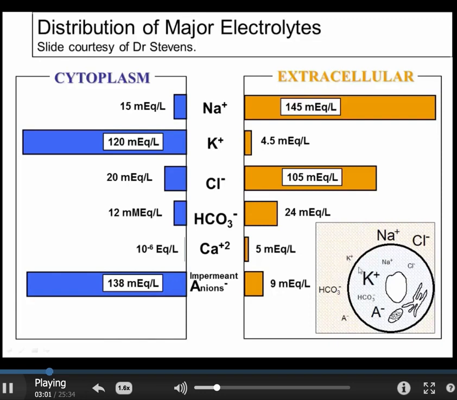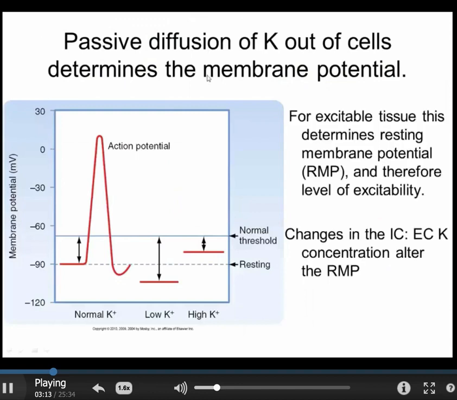As this positively charged potassium leaves the cell, it leaves the inside of the membrane negative. That creates a membrane potential. So the passive diffusion of potassium out of all cells creates a membrane potential, which is negative on the interior of the cell. This is particularly important for excitable tissues, which have a resting membrane potential. These are nerve and muscle.